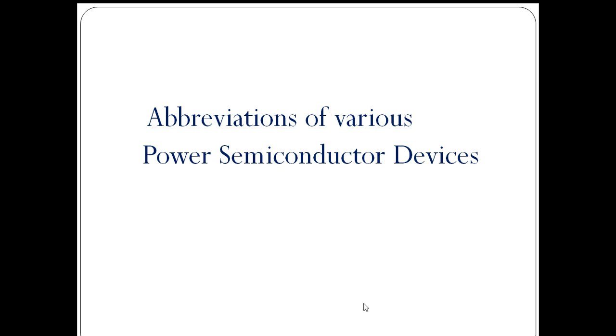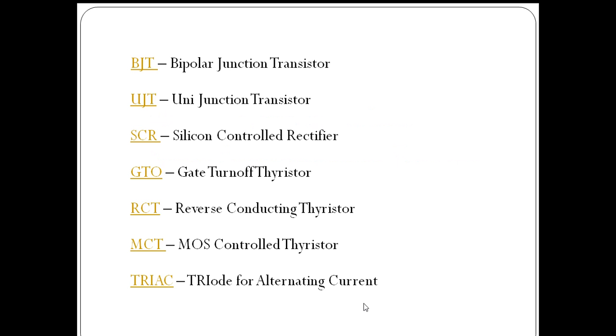And now we will discuss the abbreviations of various power semiconductor devices. BJT, full form bipolar junction transistor. For UJT, it is unijunction transistor. SCR, silicon controlled rectifier.